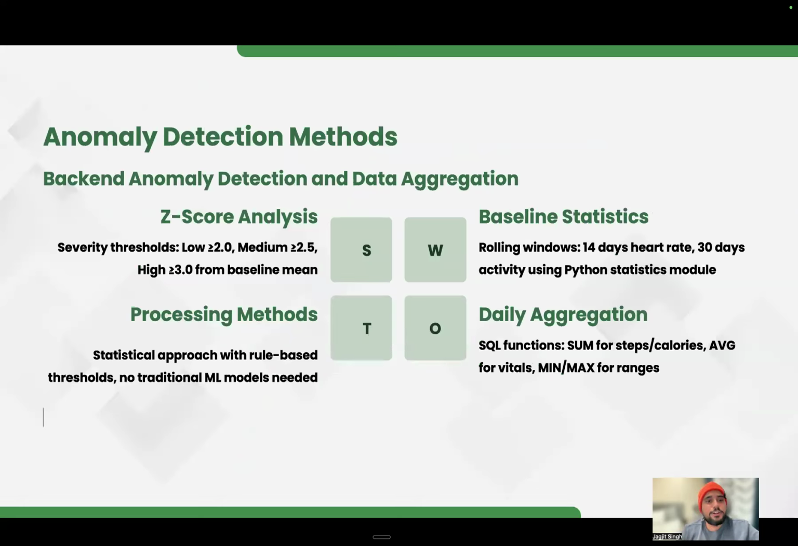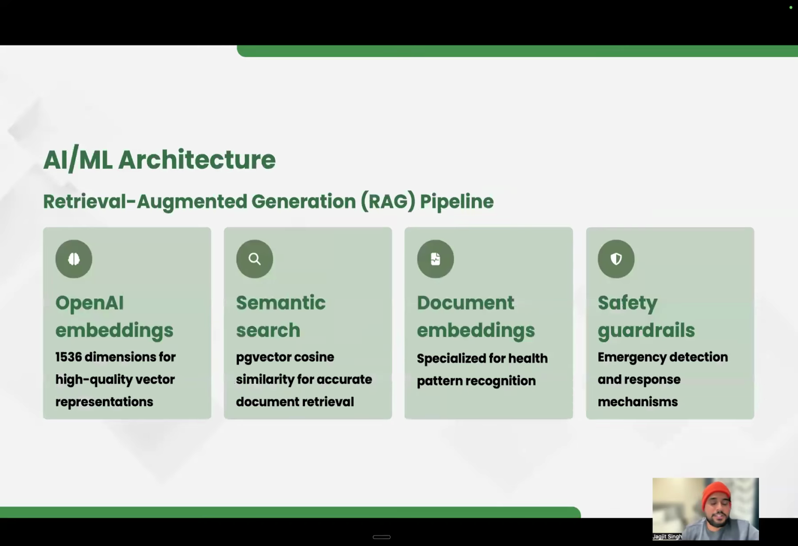For anomaly detection, we're using simple z-score analysis, baseline statistics, and processing methods. And for daily aggregations, we're using simple SQL functions to find sum, averages, min, and max for the ranges.